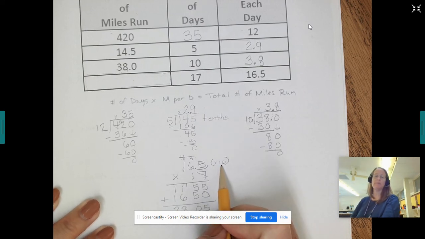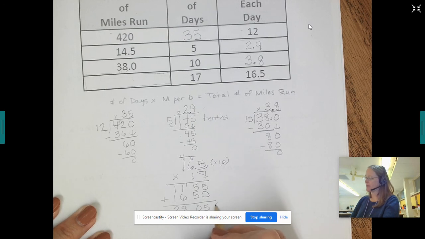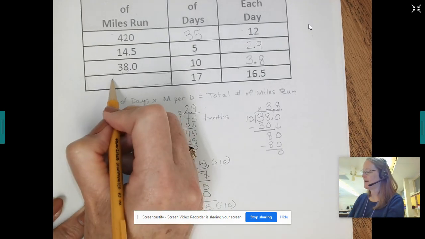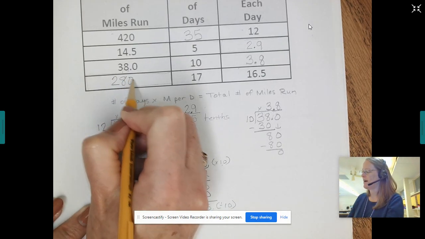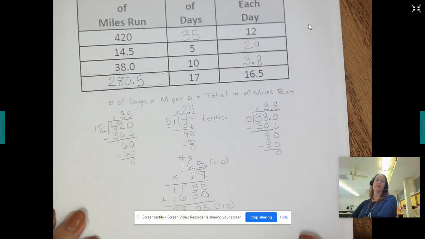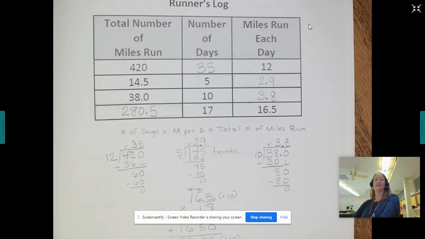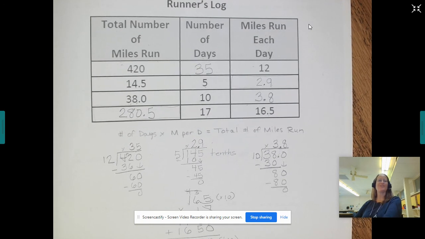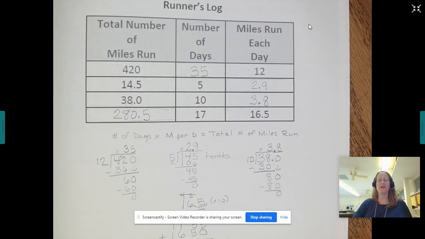Because we multiplied by 10 here, we're going to divide by 10 here. 280 and 5/10 miles is the total number of miles run. So that is what your chart should look like. Great job, guys.